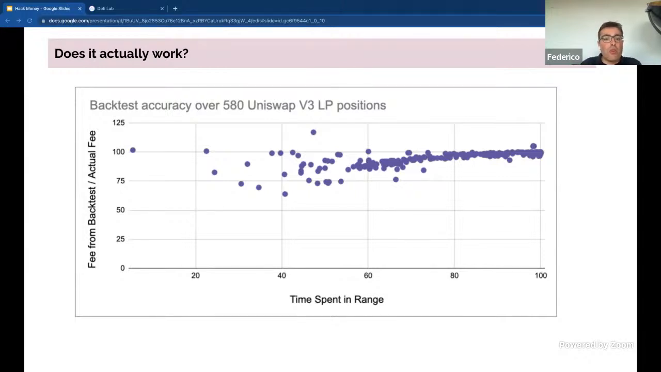So the results that we are showing you here are good enough for our use case. It's good enough to be shown on a website like we will see in a few minutes, and to give you a good overview of your fees.